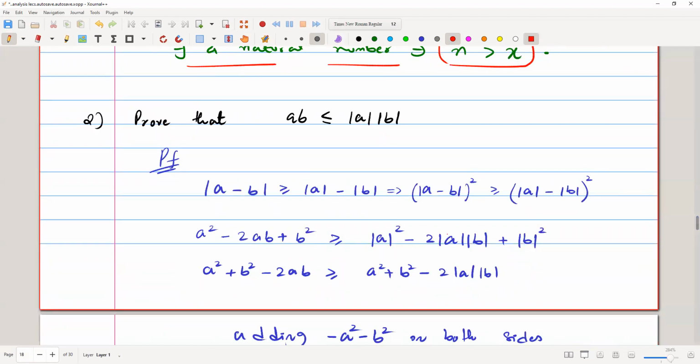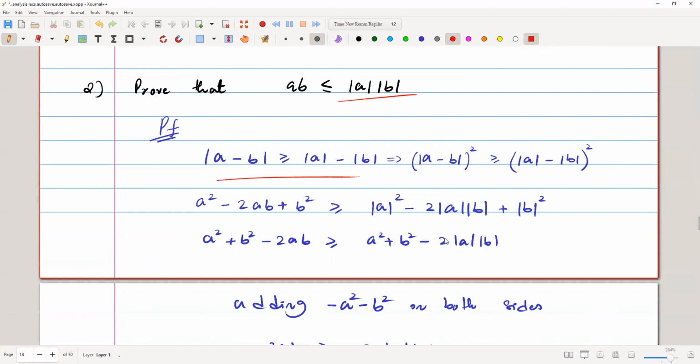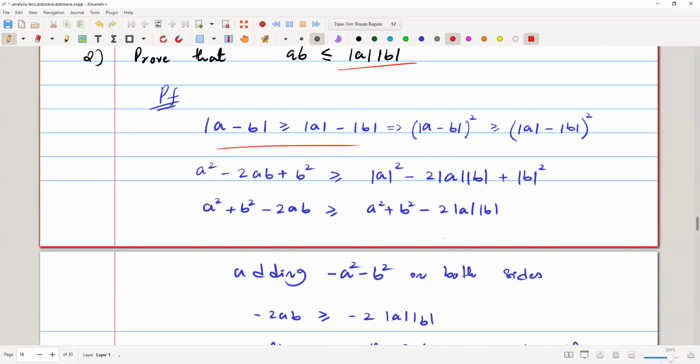Now we have one more proof, that is, prove that a dot b is less than or equal to the product of their mods. Therefore, we'll exploit the triangle inequality, that is, mod of a minus b is greater than or equal to the difference of their individual mods. And again, we can square both sides. By squaring both sides and opening the formula, we have a squared minus 2ab plus b squared on the left, and mod a squared minus 2 mod a mod b plus mod b squared. So we'll obtain this here.